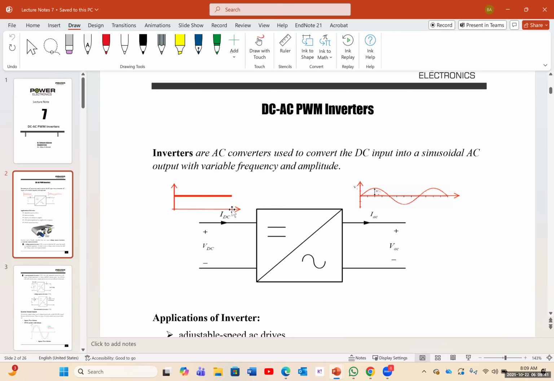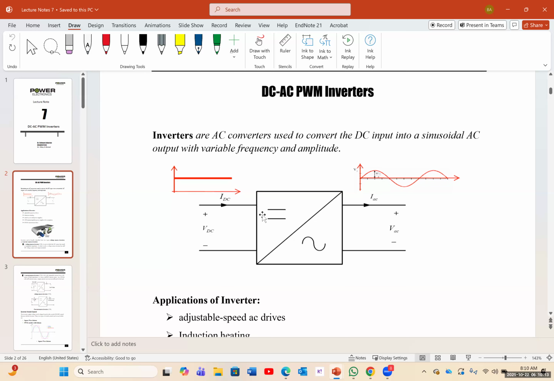We have different types of inverters, but the one that we are mostly interested in is the sinusoid AC inverter. We also have square inverters and so on. For the inverter, we can have variable frequency and amplitude, meaning we can control the output frequency for the AC signal, or we could control the output voltage as well.